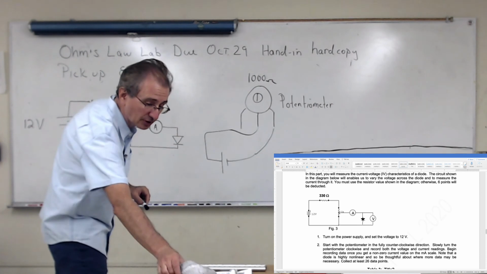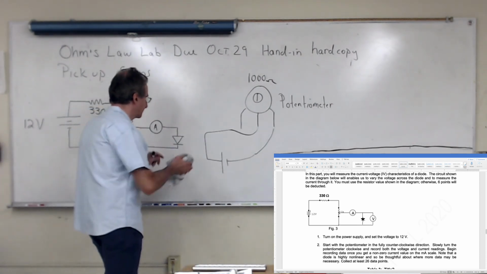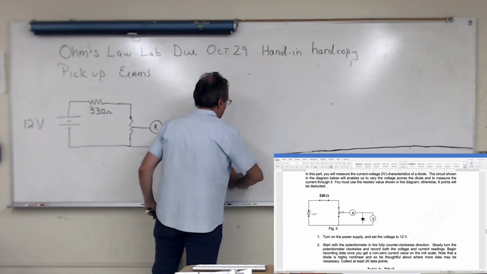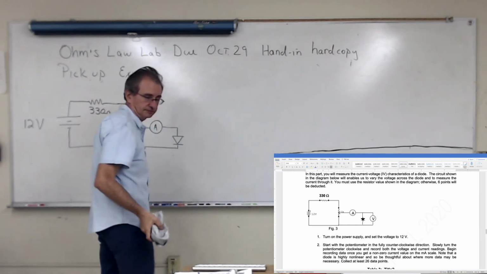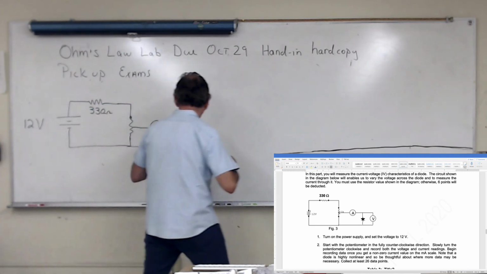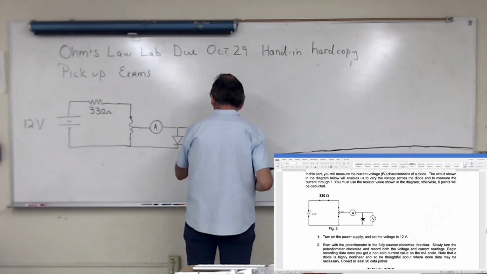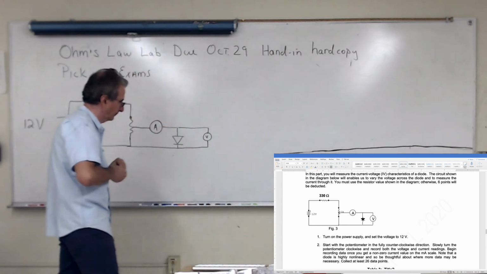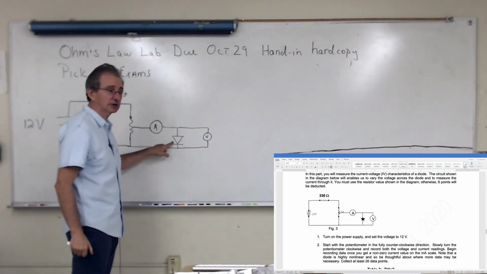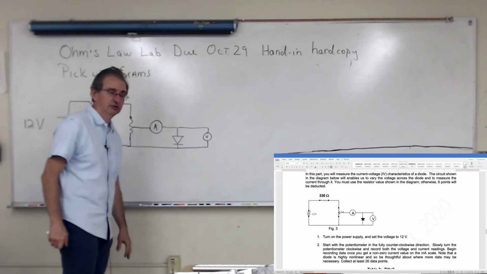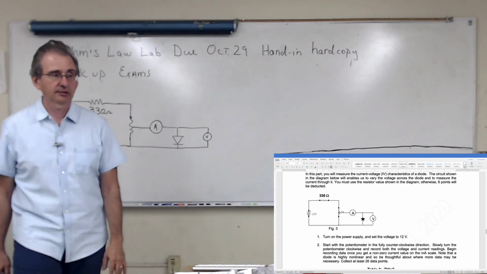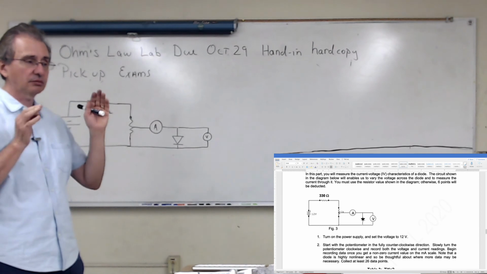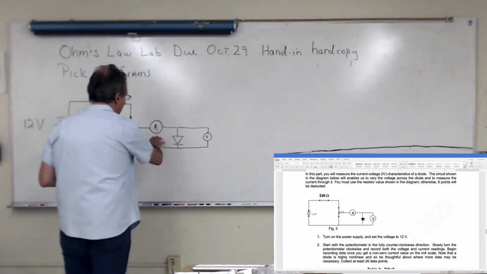Then you're also going to measure the voltage across this thing. You have a voltmeter here, like so. You're going to measure the voltage across the diode and the current through the diode. And you need both meters. You need both meters to make the measurements.